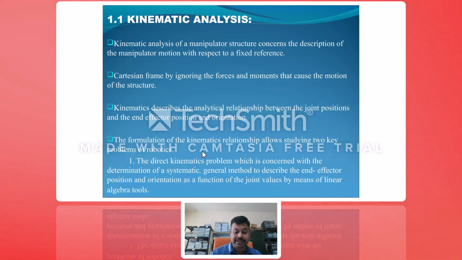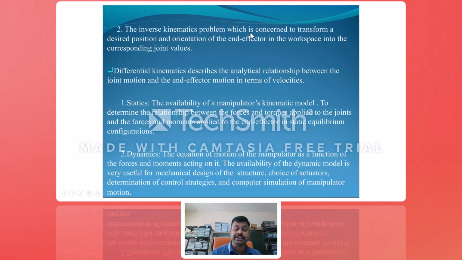The formulation of kinematic relationship allows studying two key problems. One is the direct kinematics problem, which is concerned with the determination of a systematic general method to describe end effector position and orientation as a function of joint value, right? Another one is the inverse kinematics problem. It is just the reverse: transform a description of position and orientation of the end effector in the workspace into corresponding joint values. This detailed explanation of forward kinematics and inverse kinematics we are going to study in detail with a real-time example.